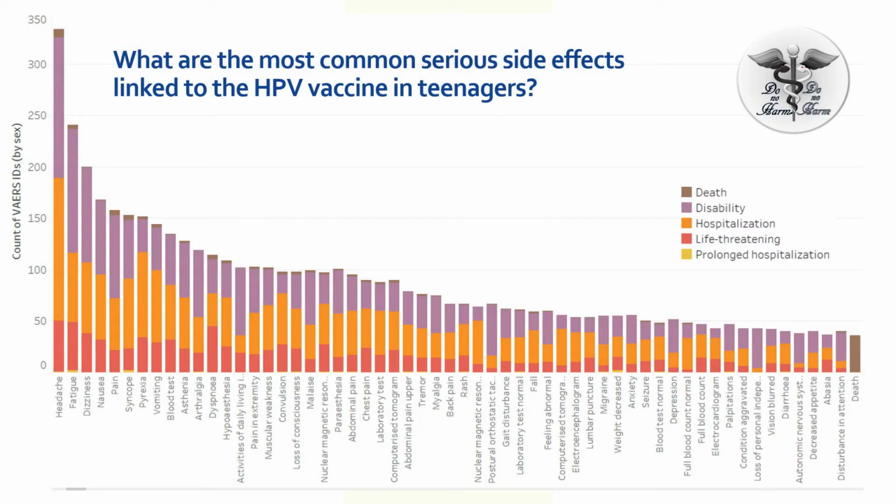What are the most common serious side effects linked to the HPV vaccine in teenagers? This slide is included to demonstrate that every vaccine has adverse event reports within VAERS. All vaccine queries have relevance within the VAERS database.